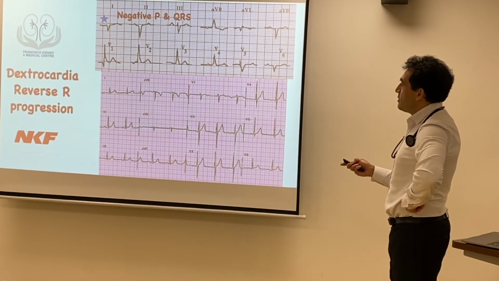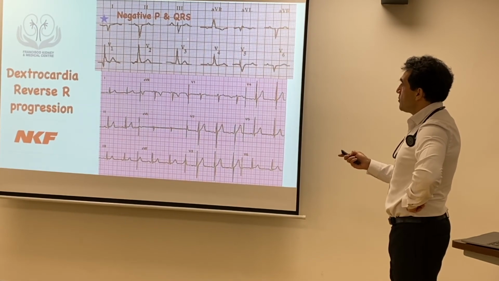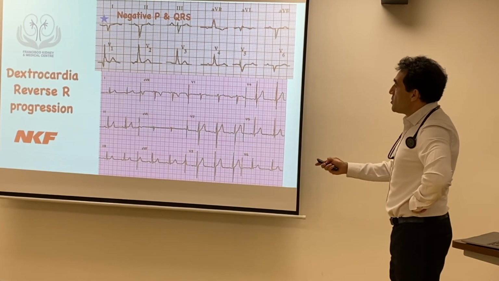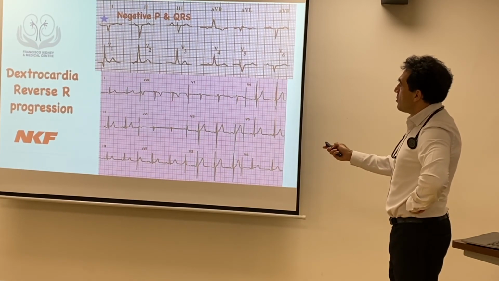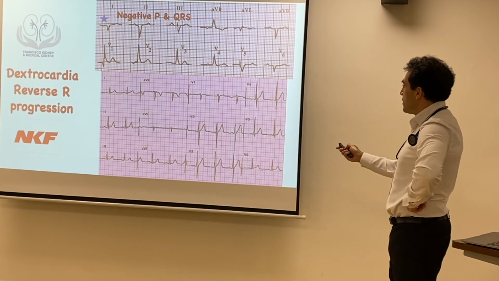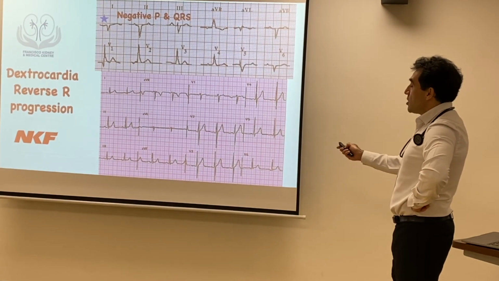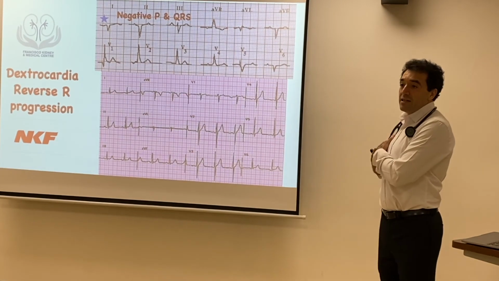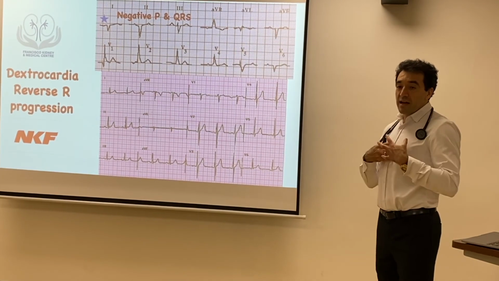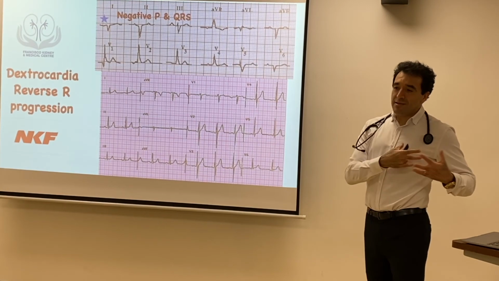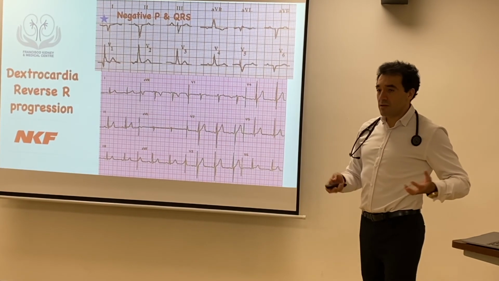Dextrocardia can cause a kind of reverse progression of the R waves. Normally you expect the R wave to be small and start to grow, going up and then down. But here it starts larger. Because the heart is on this side, if you put the leads on the left side, you are probably going to see the opposite.